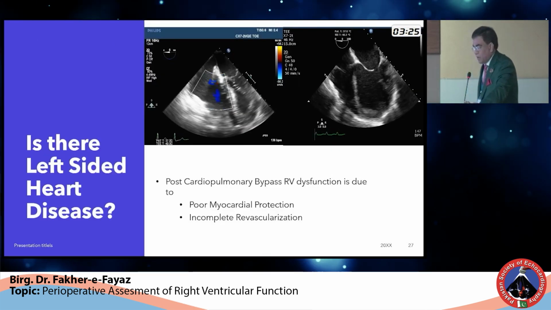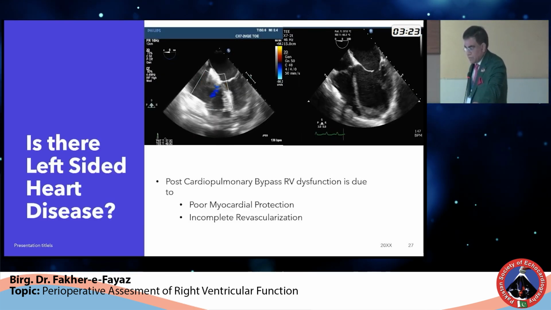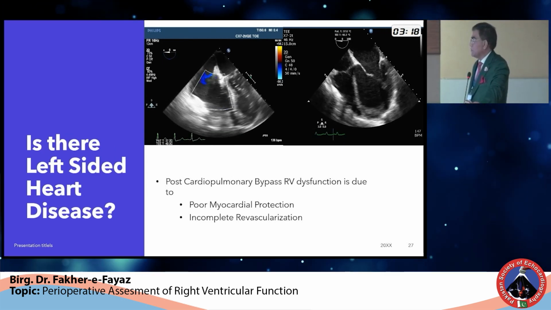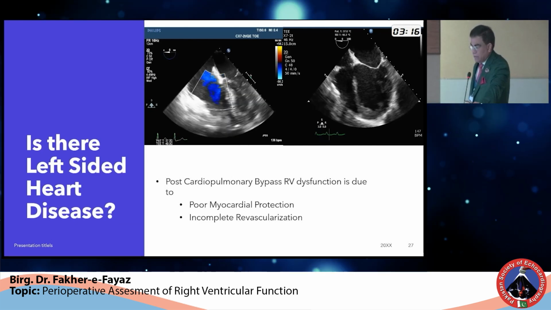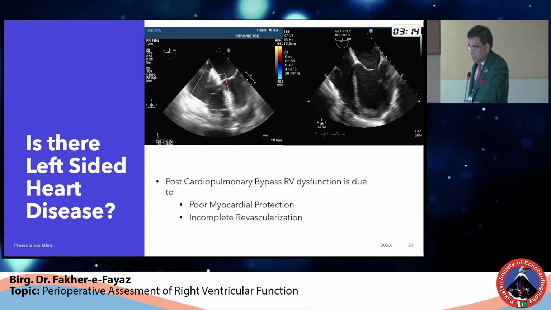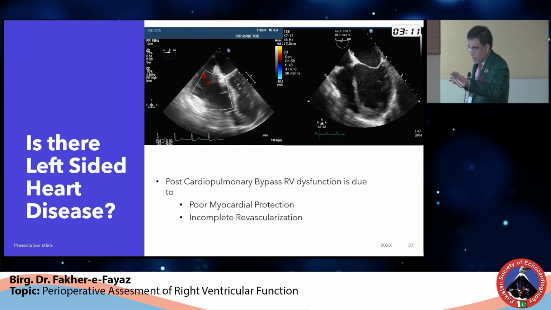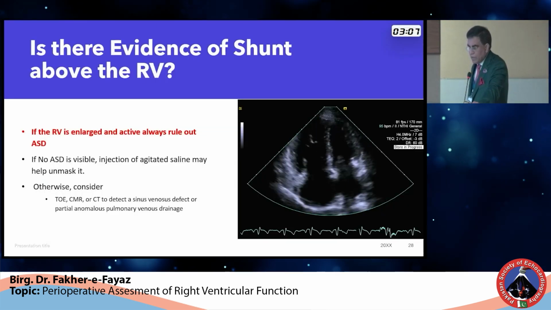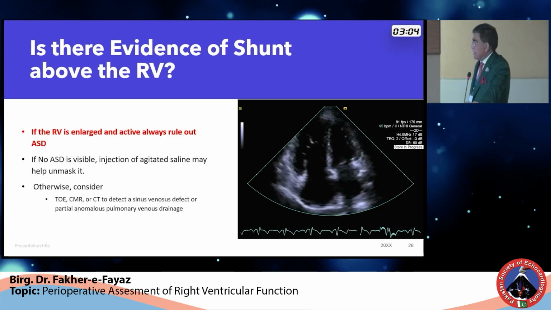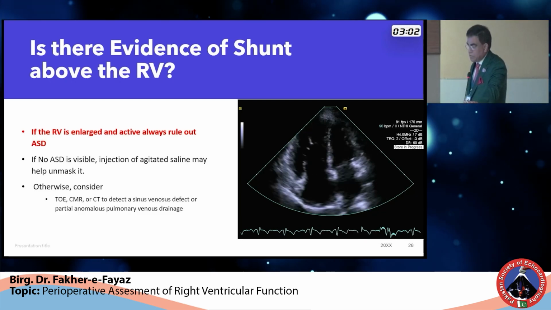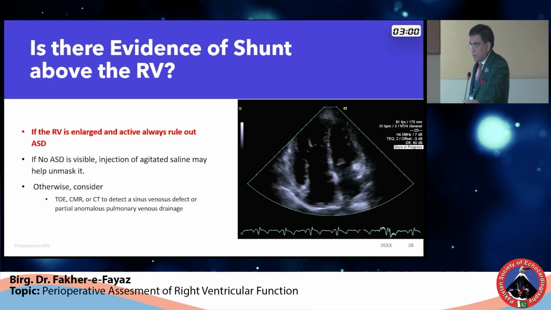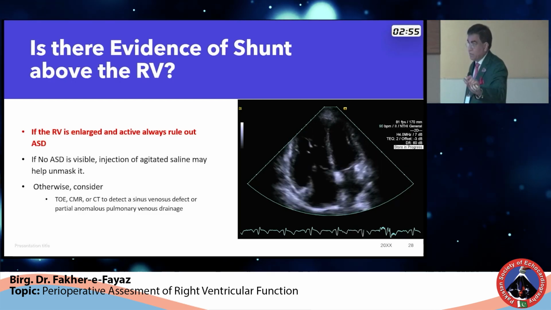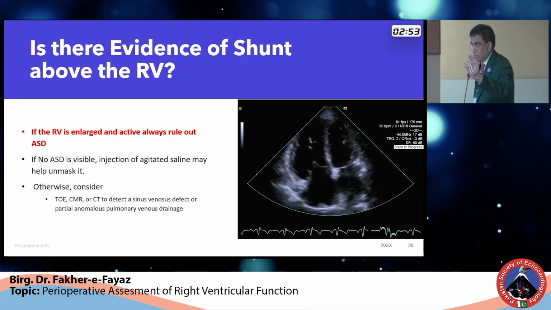And in the perioperative period, post cardiopulmonary bypass, RV dysfunction is due to poor myocardial protection and incomplete revascularization. So these are the two things. If we have RV dysfunction in the post-operative period, we think of that. And naturally, if there is left heart disease, we can have that as well. So if the RV is enlarged and dilated, we need to rule out a shunt above the right ventricle. This is missed quite often, and whenever the RV is enlarged or dilated, always rule out the ASD.